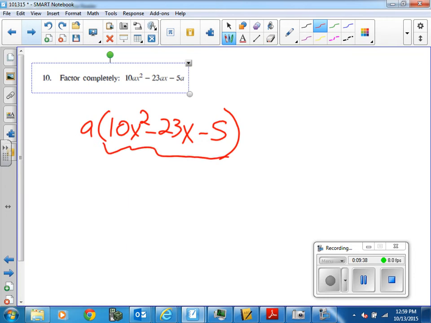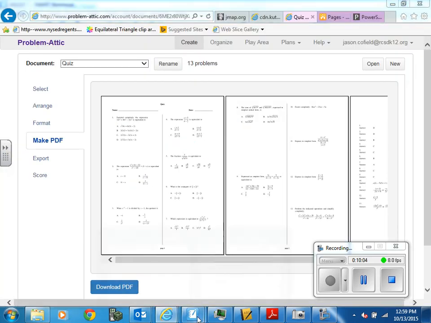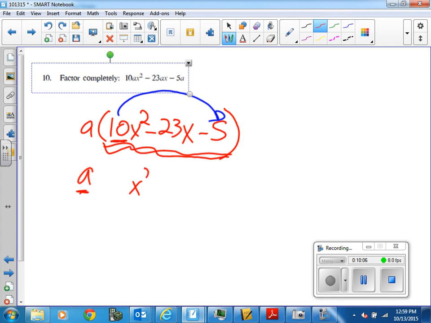Now it's a little bit more complicated because you have the 10 right here. It's easier when it's a 1, but remember, we can do slide and divide. So we're going to multiply these. Remember, a is still a factor, so don't forget about that a. I'm going to deal with all this over here. So we're going to have x squared minus 23x minus 50.